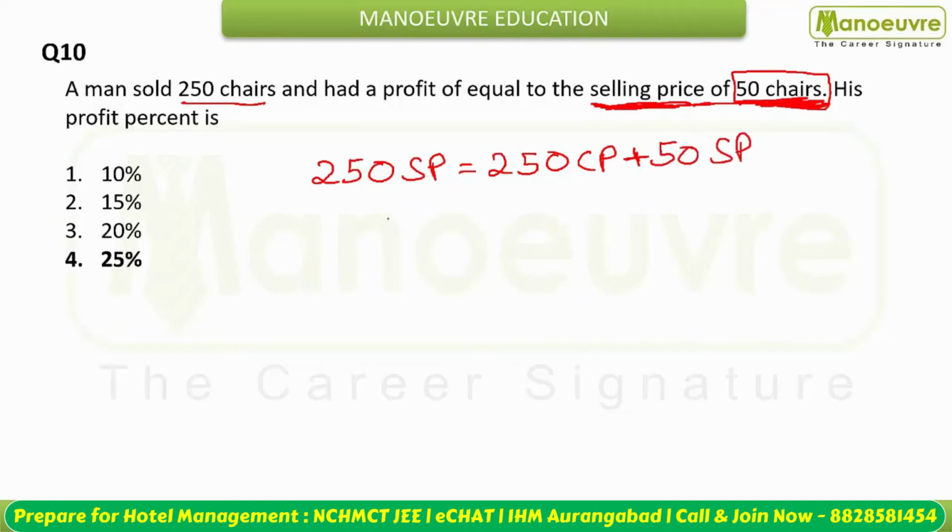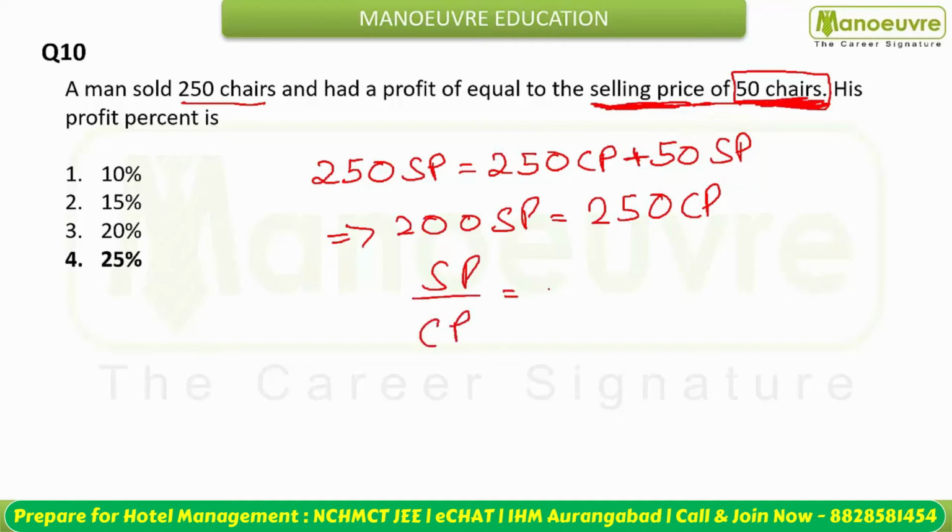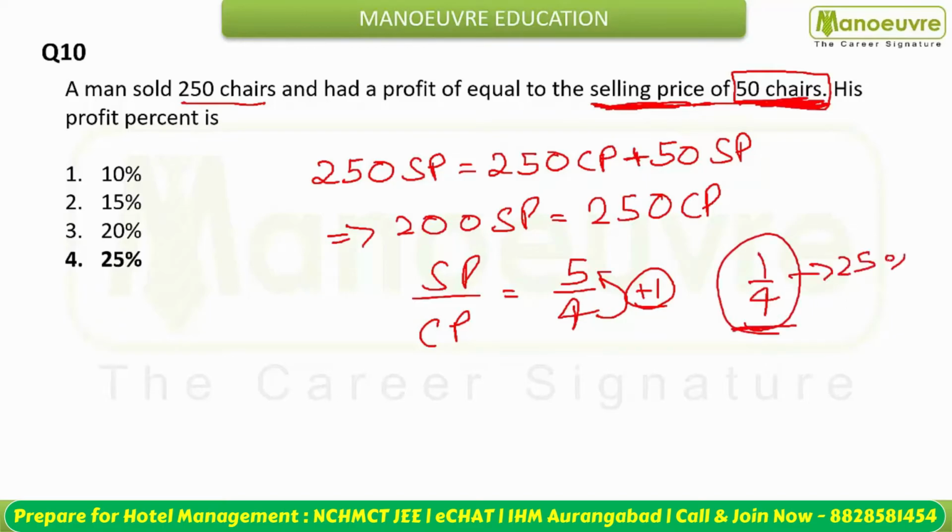Now you can equate the equation. You will get 200 selling price is equal to 250 cost price. Now comparing selling price and cost price, selling price by cost price is 5 by 4. That means he bought something for 4 rupees and sold it for 5, earning 1 rupee extra. So you can say 1 by 4 is the profit, and 1 by 4 is nothing but 25%.